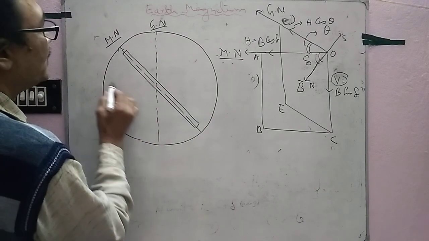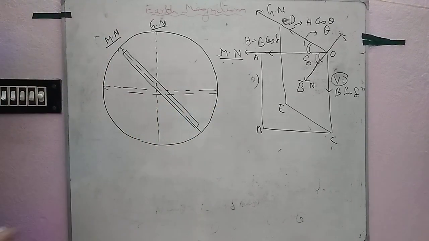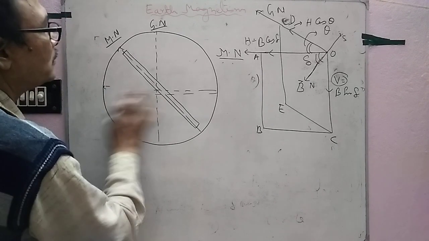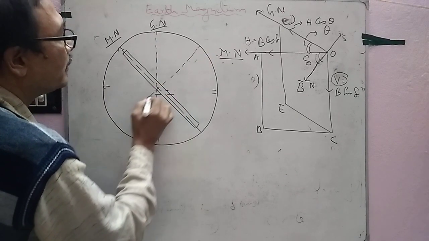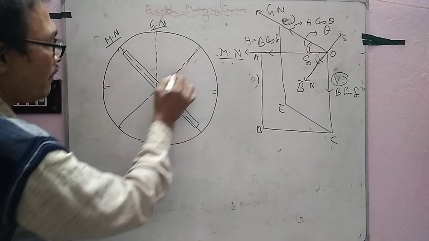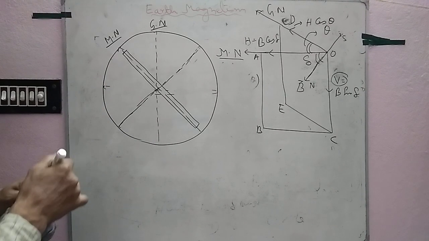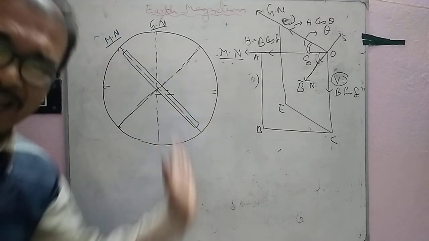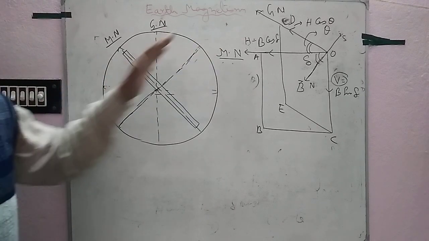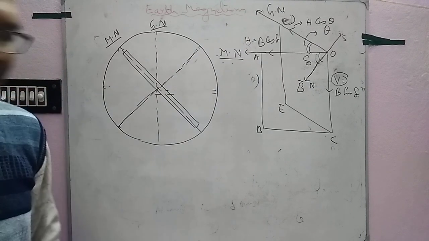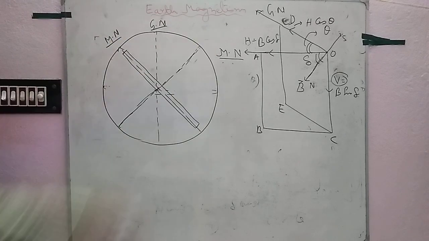So this plane is called the equator, geographical equator. But what is this? This is the magnetic axis. So this plane is the magnetic equator. Clear? Magnetic equator. If we draw a plane perpendicular to the magnetic axis, then it is called the magnetic equator. Here, generally magnetic equator is important for this chapter. Magnetic equator, geographic equator. This is magnetic equator, this plane.